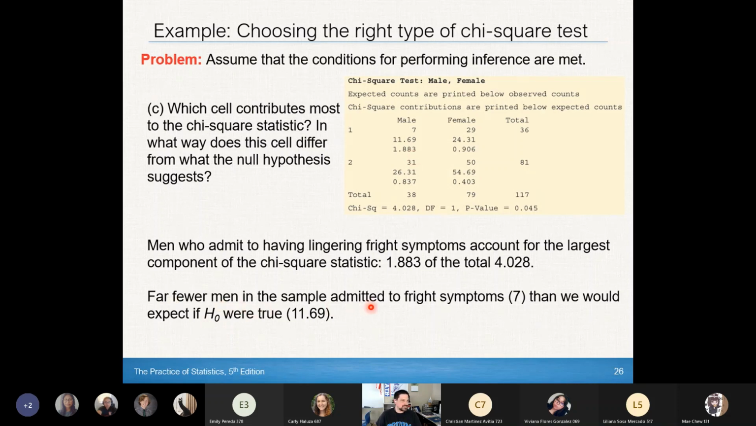Far fewer men in the sample admitted to fright symptoms than we would expect if the null hypothesis were true. So this is how it differs from the null hypothesis. Right. The null hypothesis basically is saying there shouldn't be this big of a difference between the expectation and what we saw if there was no association.